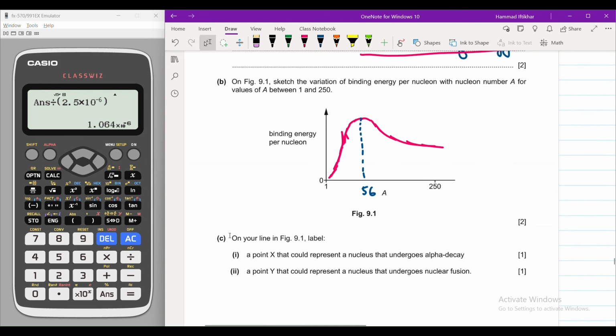On your line, mark the point X that could represent a nucleus that undergoes an alpha decay. So an alpha decay would be over here, a heavier, more unstable nucleus. Point Y represents a nucleus that undergoes nuclear fusion, somewhere over here. So X, and somewhere over here, Y. The closer they are to this region, the more likely they are to undergo nuclear fusion.